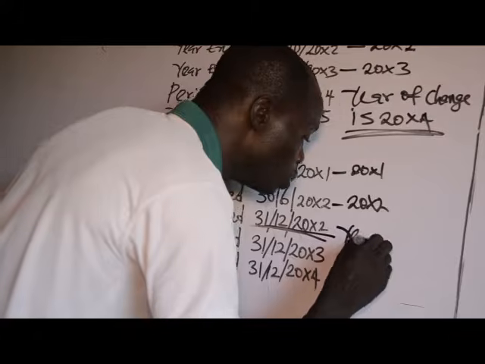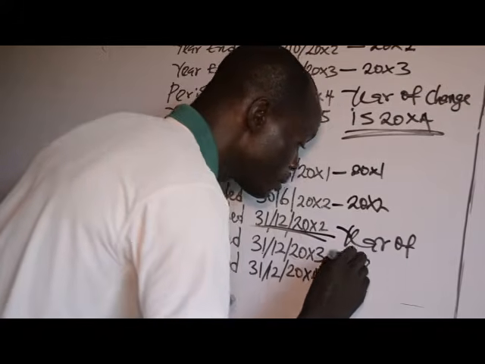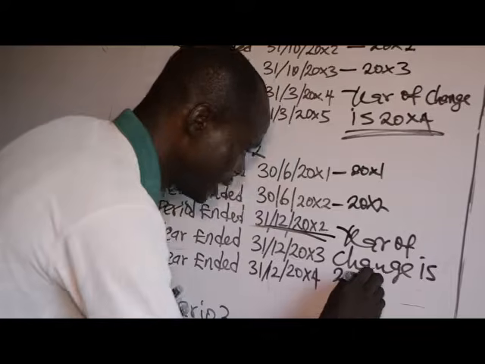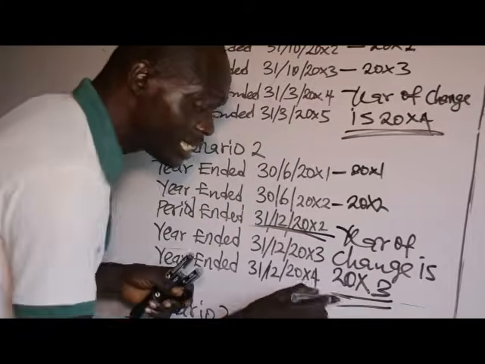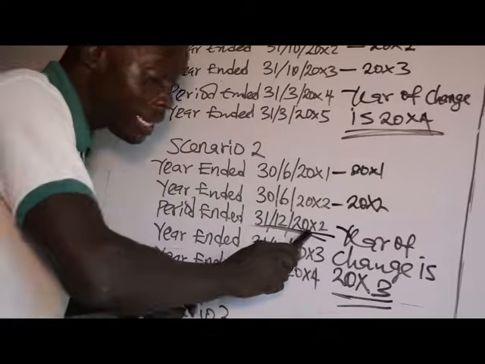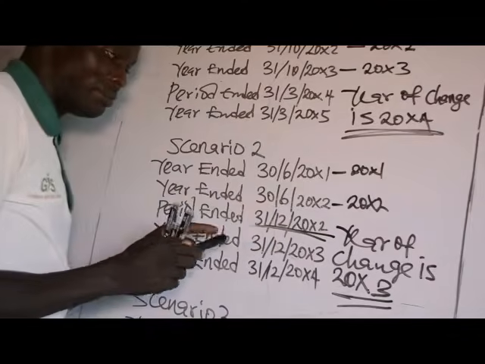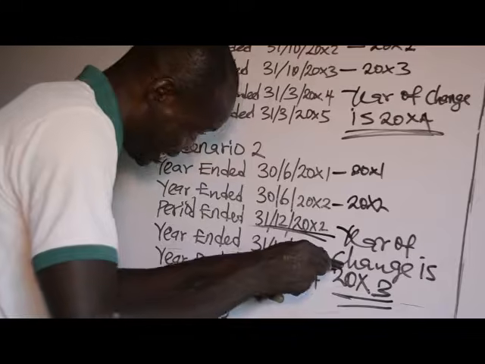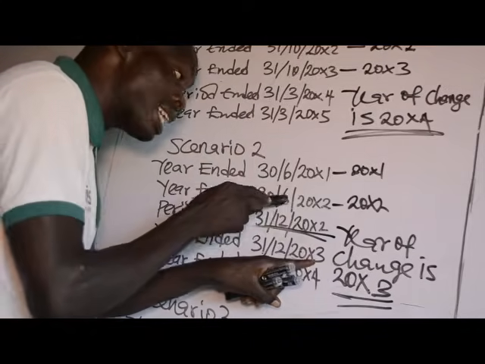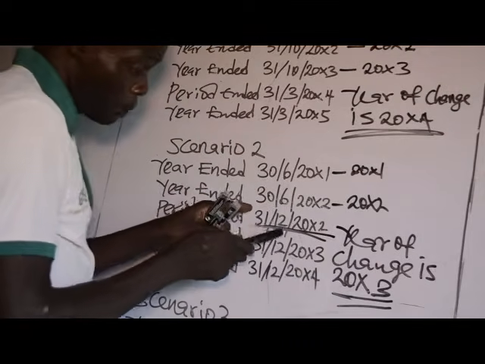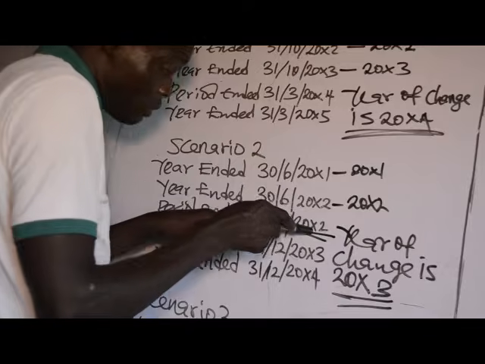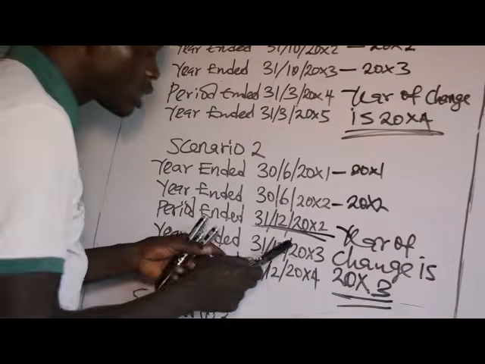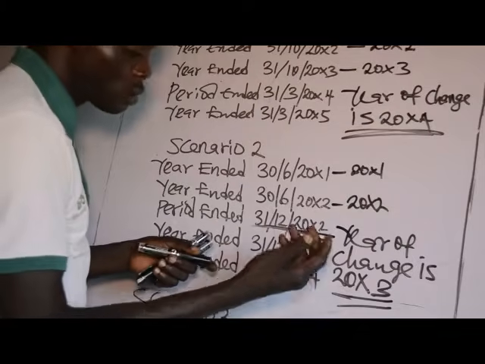Therefore, in scenario 2, the year of change is 20X3. The year this entity fails to adopt June 30 is 20X3. Remember, the entity still adopted June 30 in 20X2 before changing to December 31st in 20X2. Therefore, the year of change is 20X3. So the two basis years following will be 20X4 and 20X5.